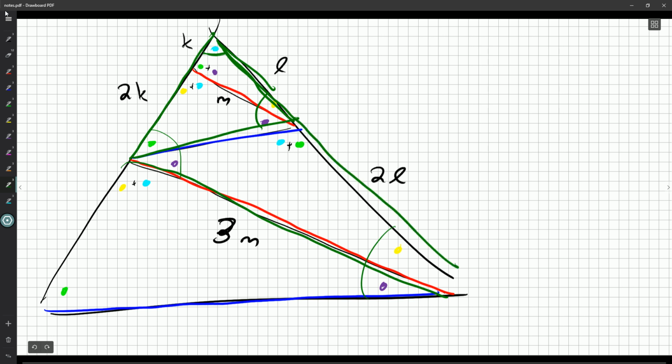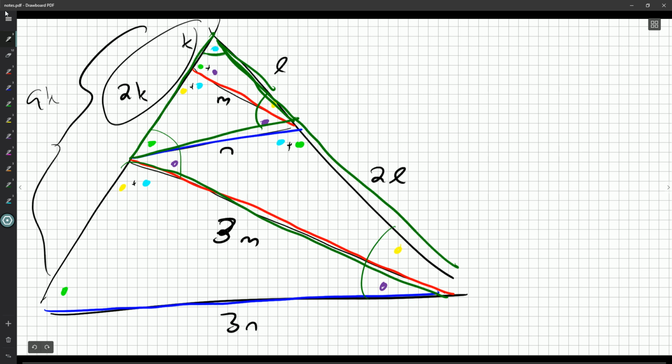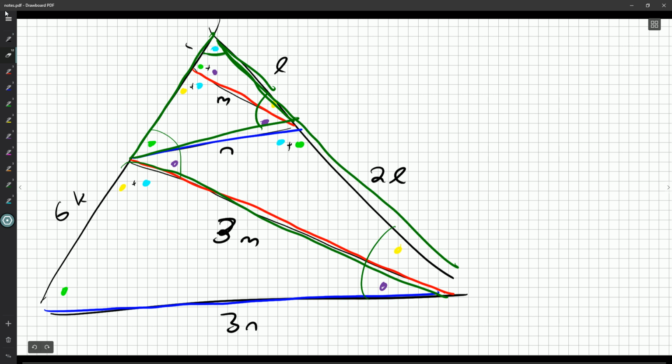So if we call this here N, this one down here must be 3N. And this side here is 3k, so the whole thing must be 9k. Okay, but then that puts this at 6k.